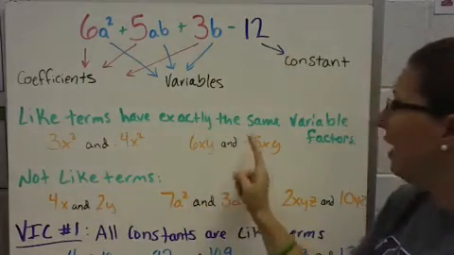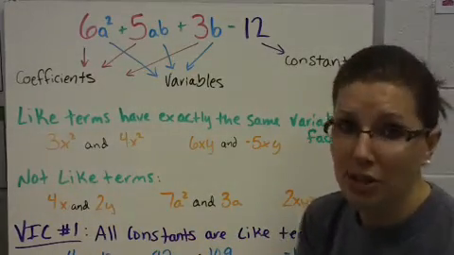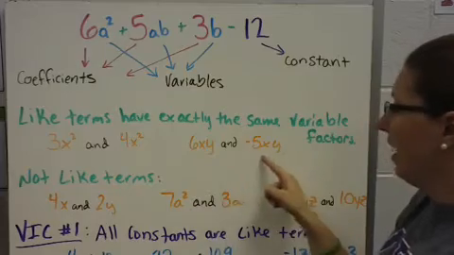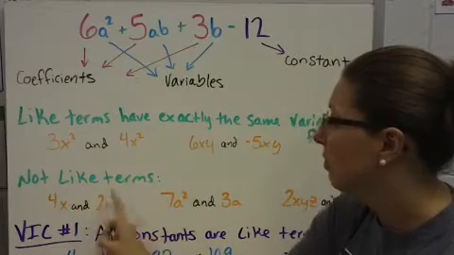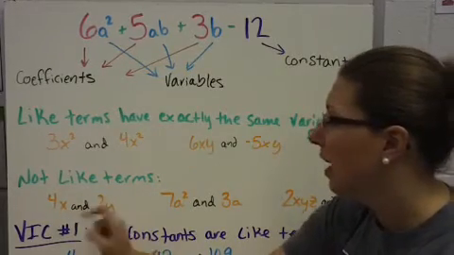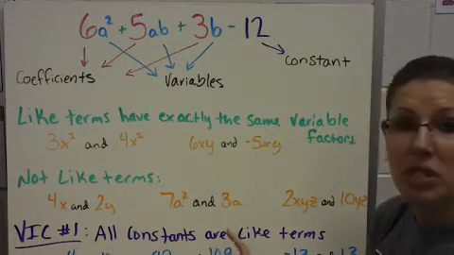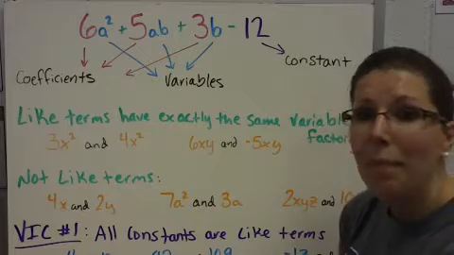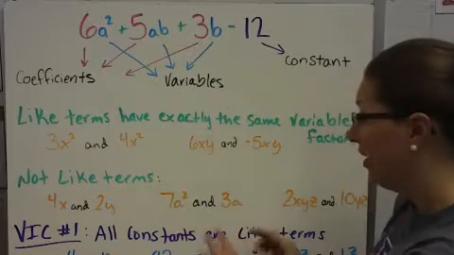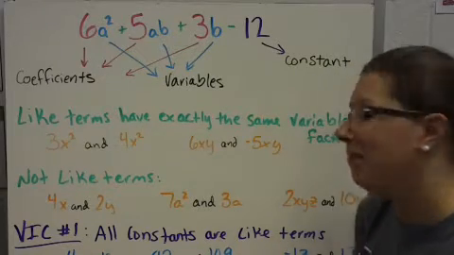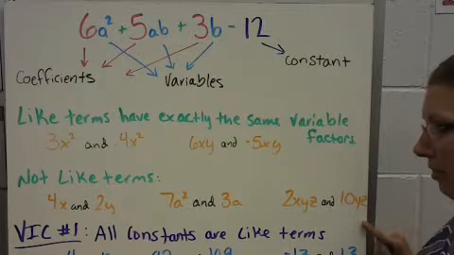Like terms have exactly the same variable factors. So 3x squared and 4x squared are like terms. 6xy and negative 5xy are also like terms. Some that are not like terms: 4x and 2y. 7a squared and 3a. You see that they both contain a's, but one is raised to the second power and one is not. So they are not alike because their variables are not exactly alike. And then 2xyz and 10yz. Those are not like terms.